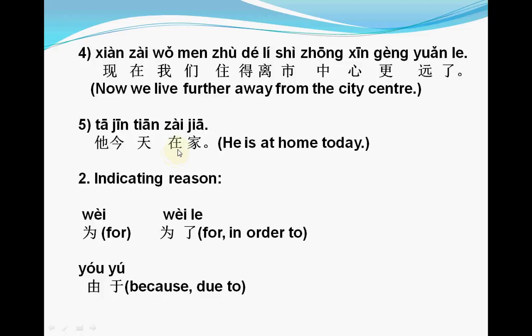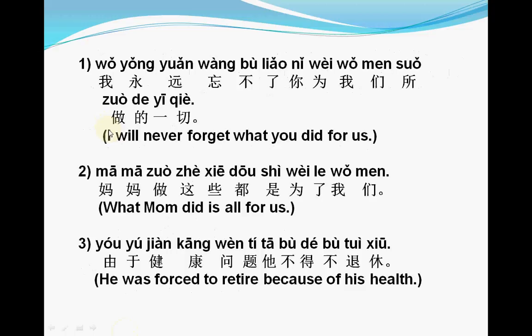Okay, the second one: some prepositions can indicate reason. For example, 为, 为了, 由于. Okay, let's see some examples. 我永远忘不了你为我们所做的一切. 我, I. 永远, forever. 忘不了: 忘 means forget, 不了, 忘不了 means cannot forget.